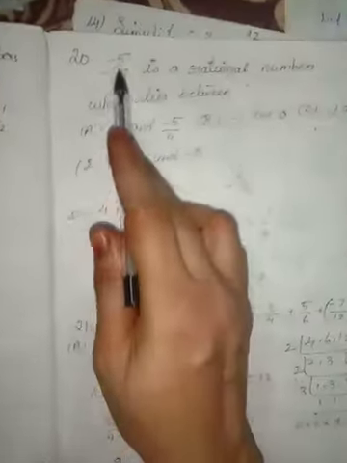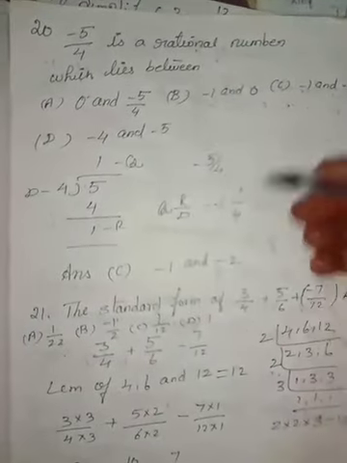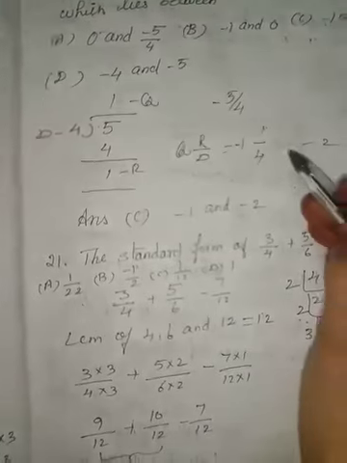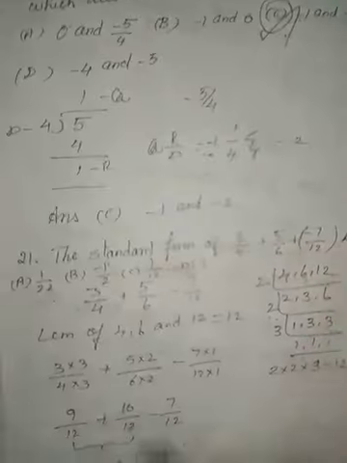Then 20th one, minus 5 by 4 is a rational number which lies between. First we convert into the mixed fraction. So we can write this as minus 1 and 1 by 4. So the next whole number is minus 2. So we can easily say that this number lies between minus 1 and minus 2. That is the answer, option C.